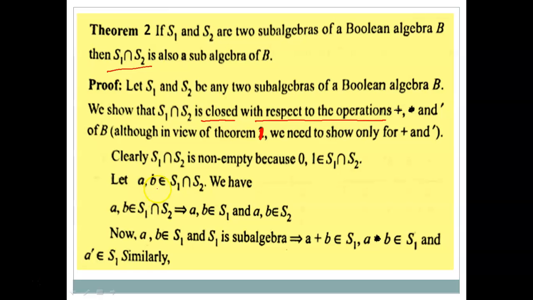Now you take any two elements A and B from S1 intersection S2. So A and B both belong to S1 as well as S2. But you know S1 is a subalgebra, therefore A plus B belongs to S1, A dot B belongs to S1, and A complement belongs to S1.